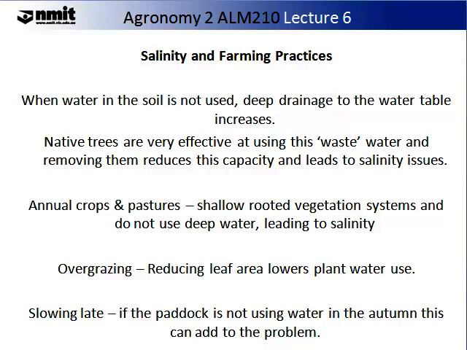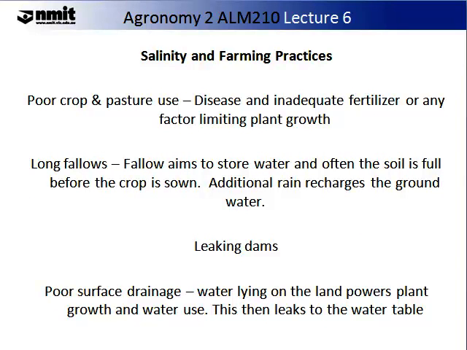Overgrazing, reduced leaf areas, lowers plant water use. Again, this can lead to salinity. Sowing date. If the paddock is not using water in the autumn, this again can add to the problem. Poor crop and pasture growth can lead to disease and inadequate use of fertilizers, or any factor limiting plant growth can increase the chances of salinity.